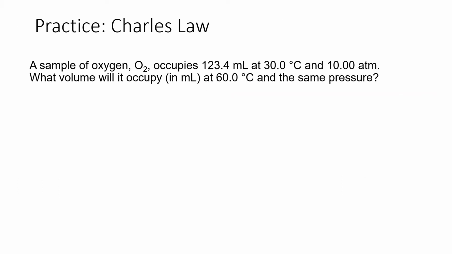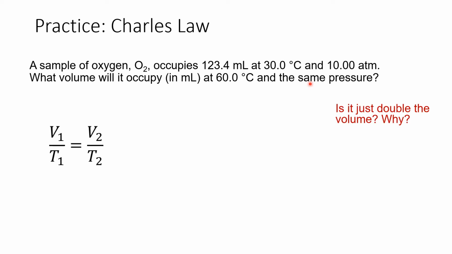So, practice problem, just to look at how it works. What do we have here? Well, our sample of oxygen at a given volume, temperature and pressure. Let's see, what volume is it going to occupy? We have a new temperature here, but the problem says at the same pressure. So my pressure is going to stay 10 atmospheres, so it's really not going to be part of my maths here. Well, that means I can just use Charles's law.